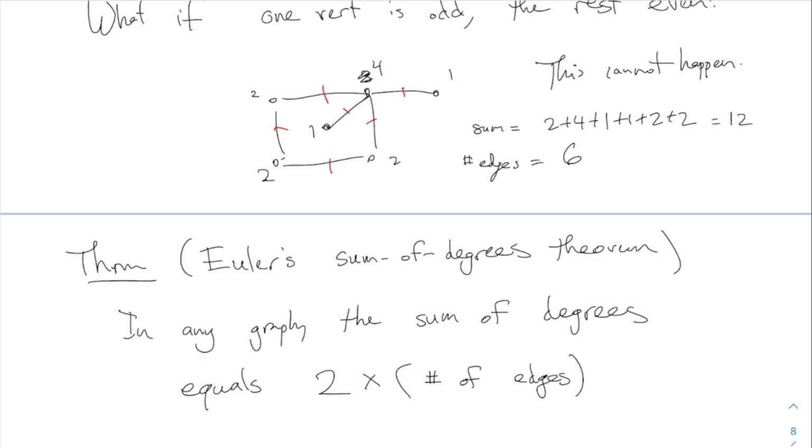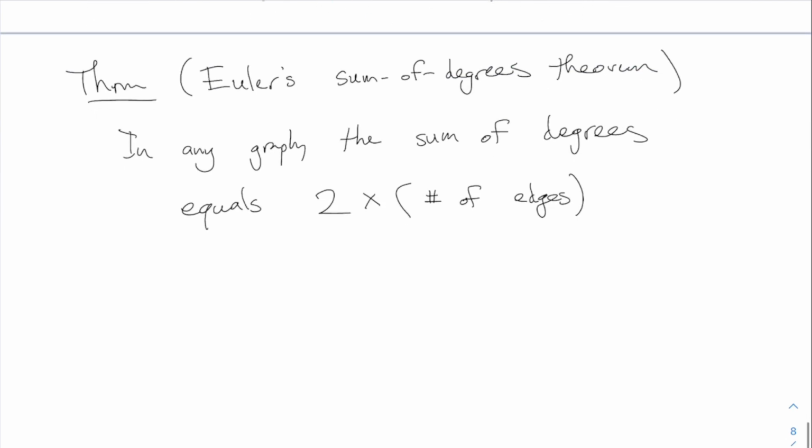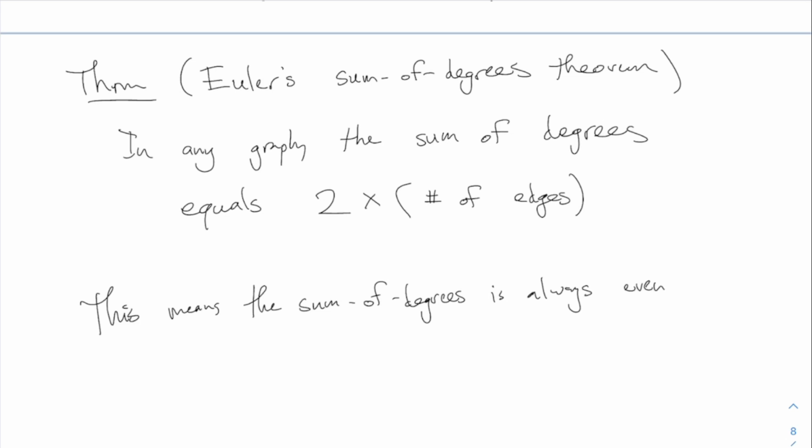One thing that you can say very easily about this is the sum of the degrees equals 2 times the number of edges. This means the sum of degrees is always even, because it equals 2 times something, all right? And that means there cannot be only one odd. You can't have one odd and the rest be even, because then if you added them all together, the total would be odd, and that's not allowed. The sum of degrees is always even.